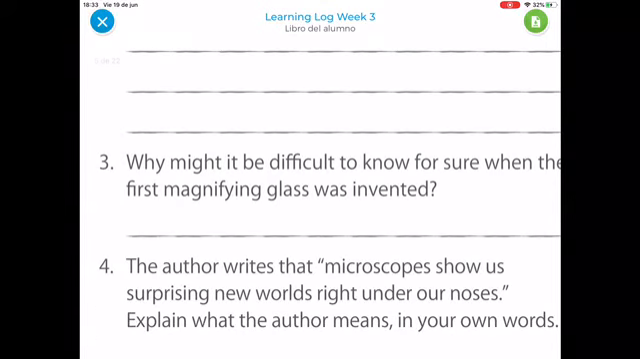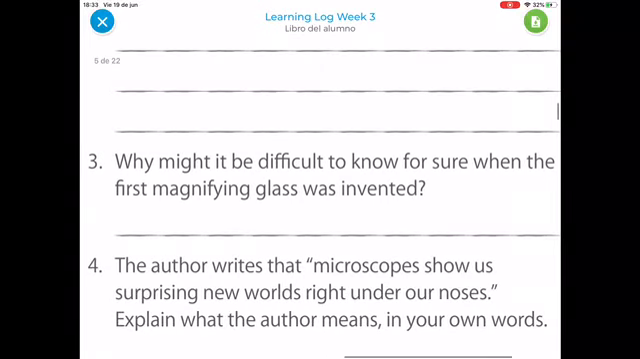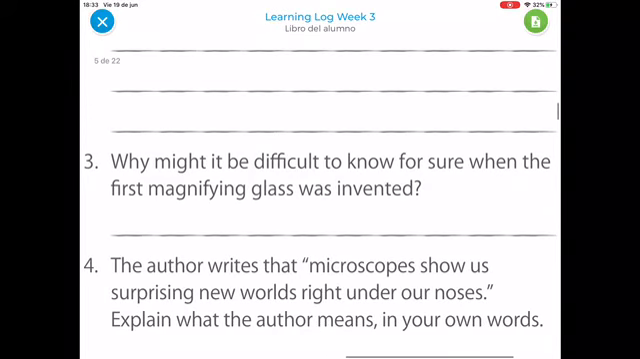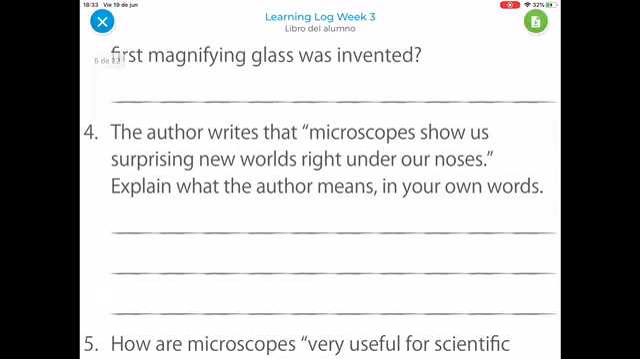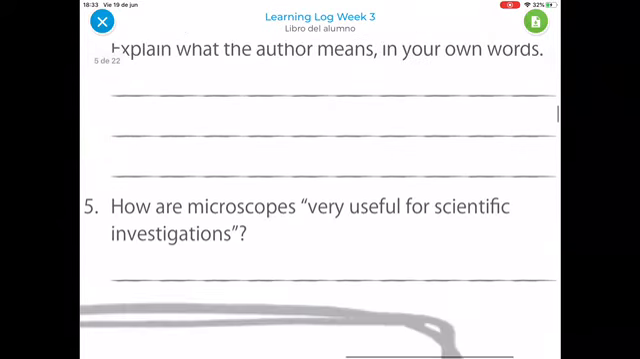3. Why might it be difficult to know for sure when the first magnifying glass was invented? 4. The author writes that microscopes show us surprising new worlds right under our noses. Explain what the author means in your own words. 5. How are microscopes very useful for scientific investigations?